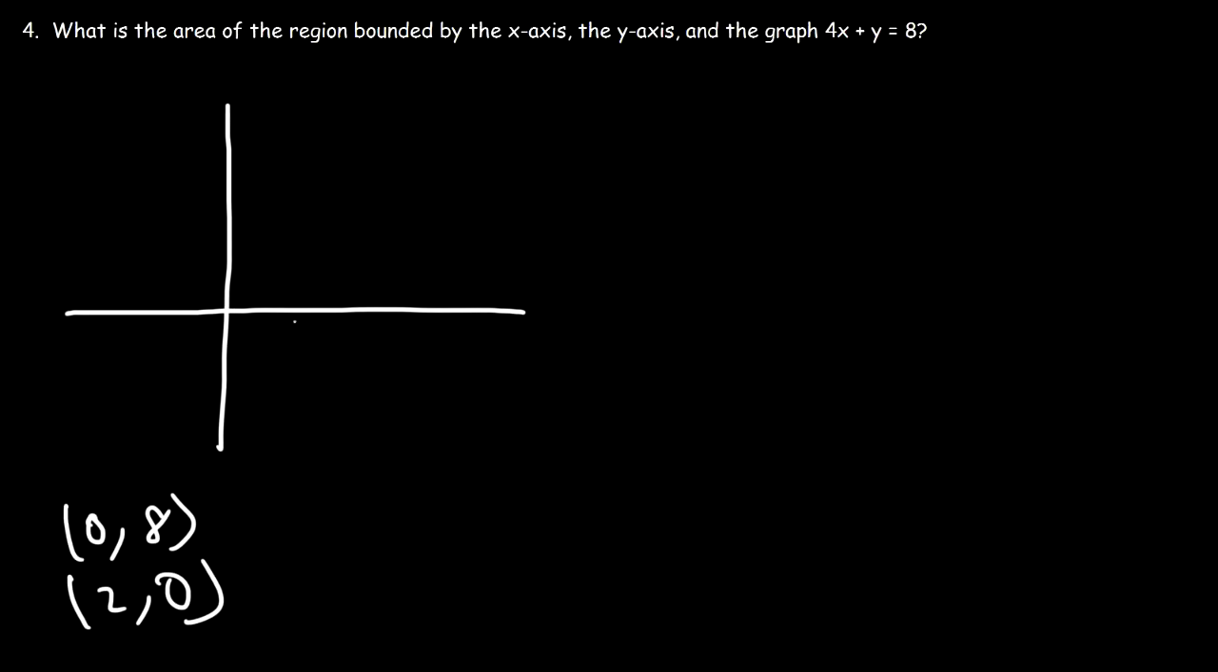So now let's graph it. So let's say this is 2 and this is 8. So therefore we have a graph that looks like this. Let's do that one more time. There we go. So we need to calculate the area of the region bounded by the y-axis, the x-axis, and this graph. So basically, we need to calculate the area of this triangle.